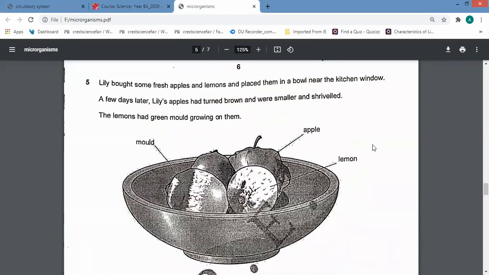Lily bought some fresh apples and lemons and placed them in a bowl near.